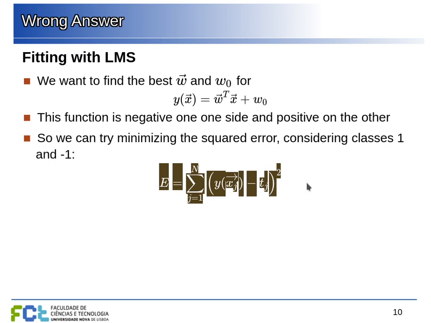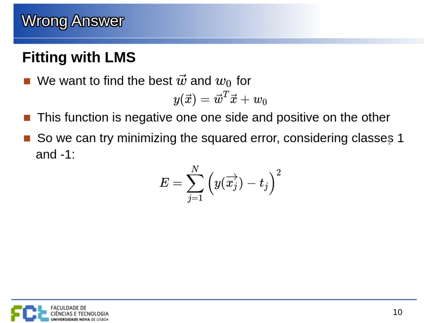In regression, we wanted to predict some value, so we minimize the quadratic error. Now we want to predict a value, which is the class label, 1 or -1, and we try to minimize the quadratic error too. So basically, we're going to find these parameters here that minimize the square of the difference between the prediction that we have on this function, which is negative on one side and positive on the other, and all the class labels of the examples that we have.